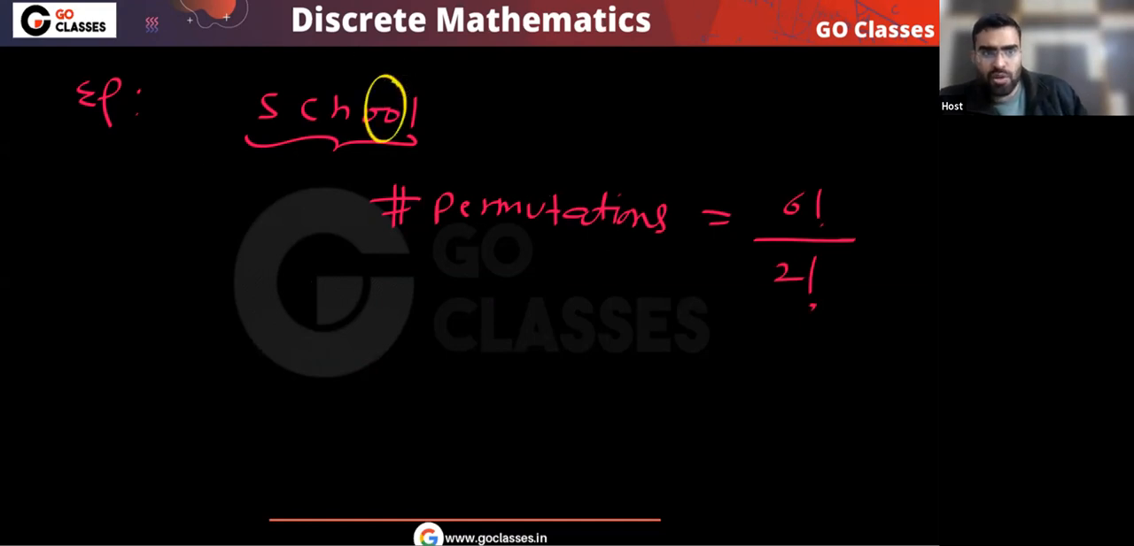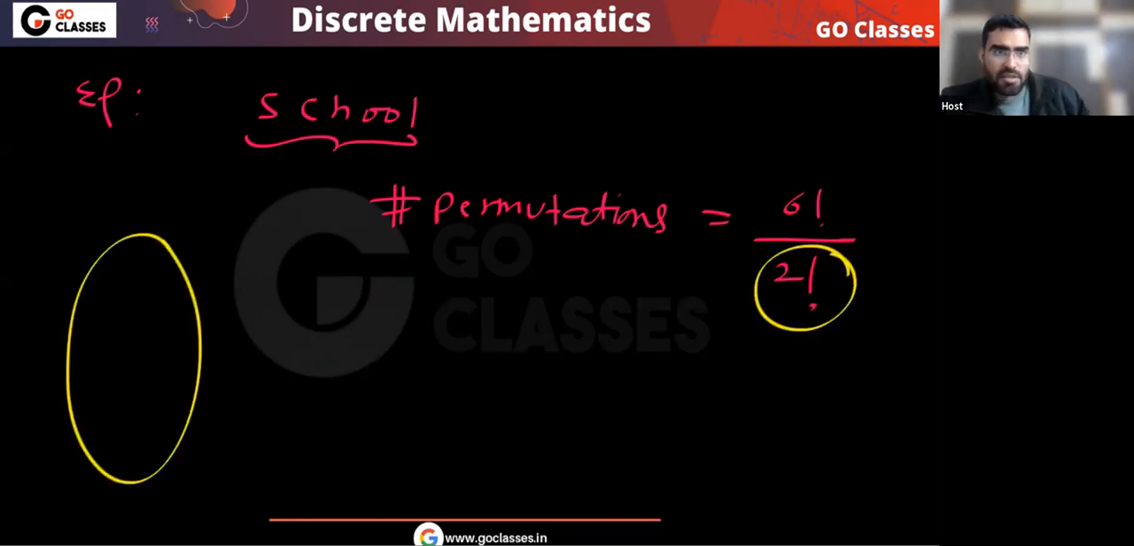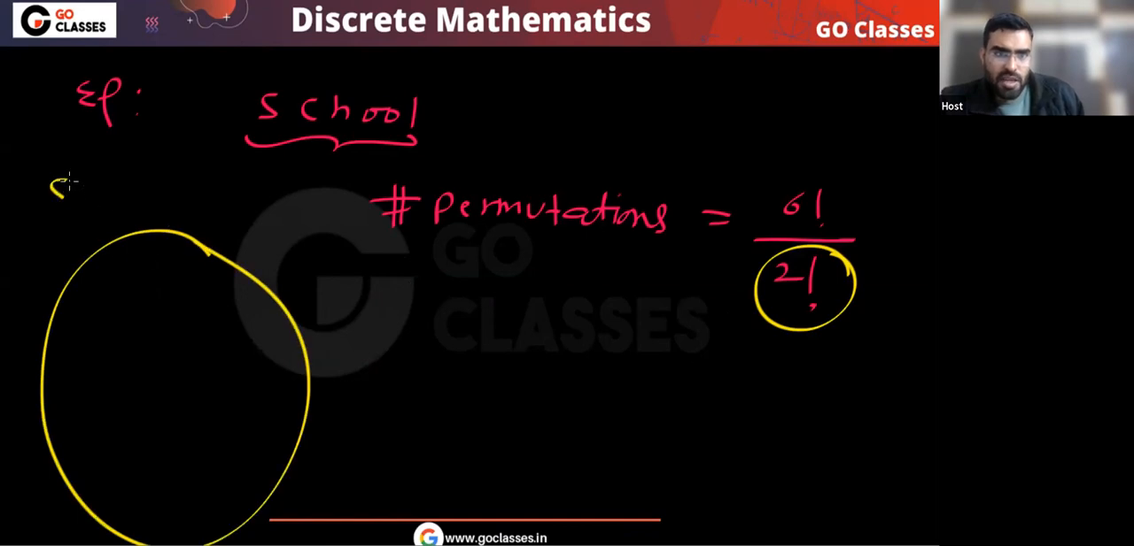Because of this 2 factorial we are dividing. Why are we dividing by 2 factorial? Because if they are same, if they are different, just think about it. If they are different, if you have S, C, H, O1, O2, L, then the answer will be 6 factorial. There is no problem. Then the answer is 6 factorial.